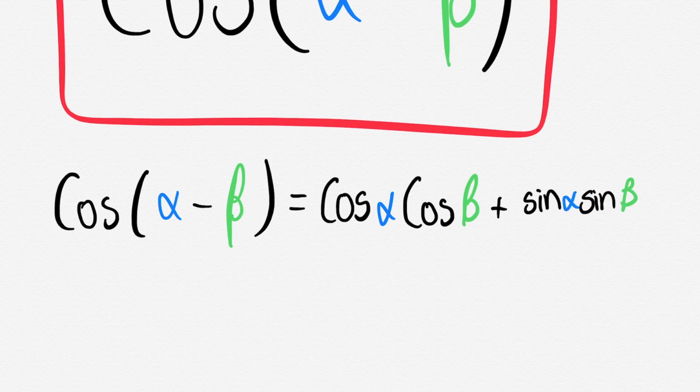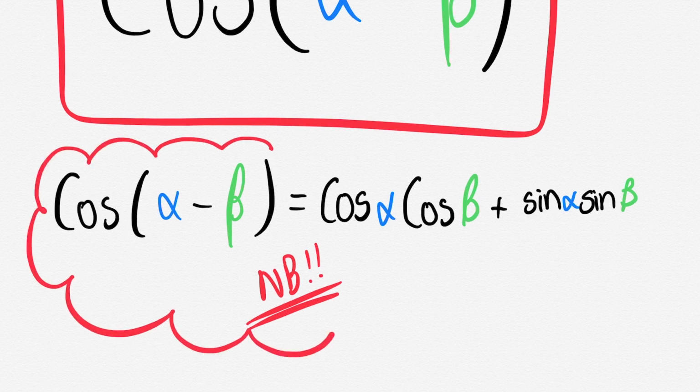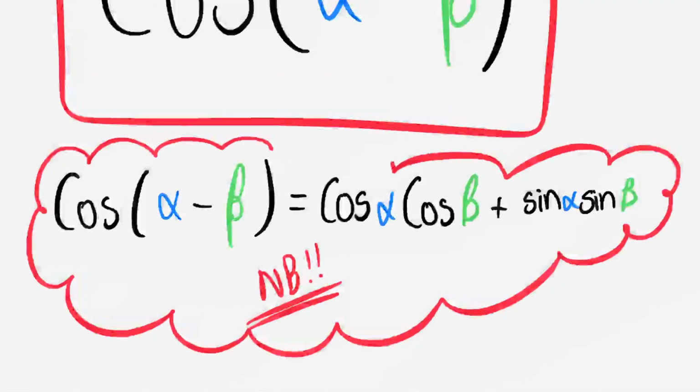Can you see you've got your alpha on your cos and on your sine, and you've got your beta on your cos and on your sine. That's something you need to take very good note of, because you'll use this to manipulate equations in trigonometry. Alright, just make note of that. Okay, let's move forward.